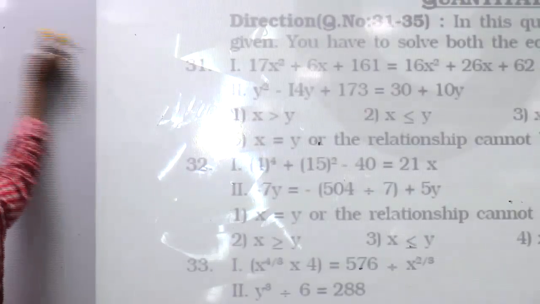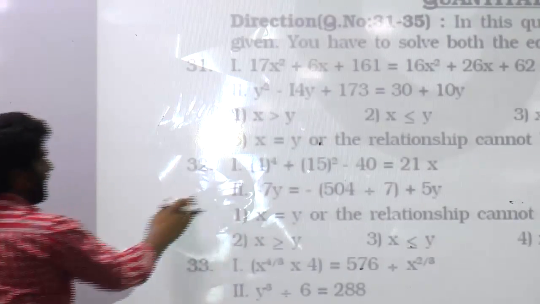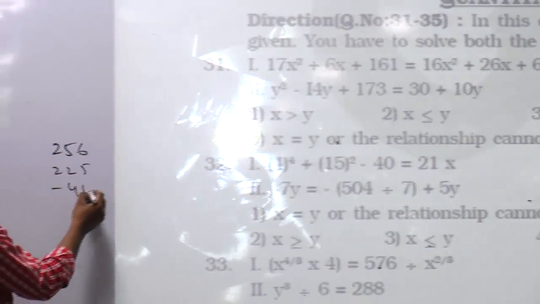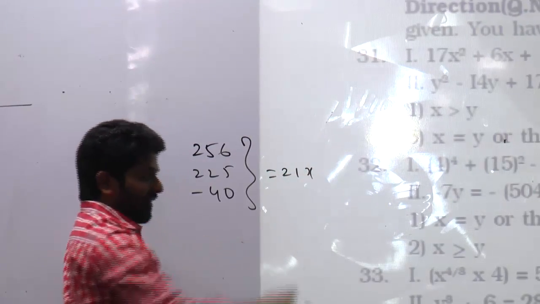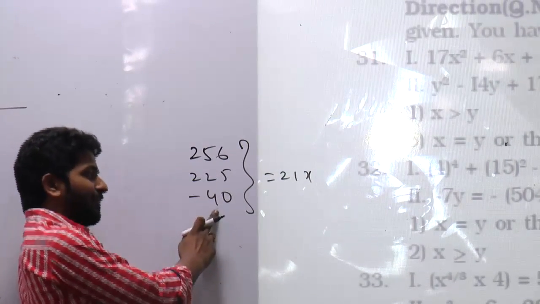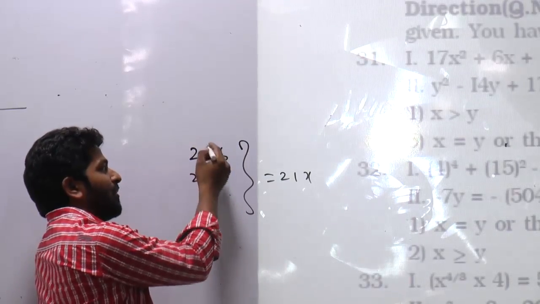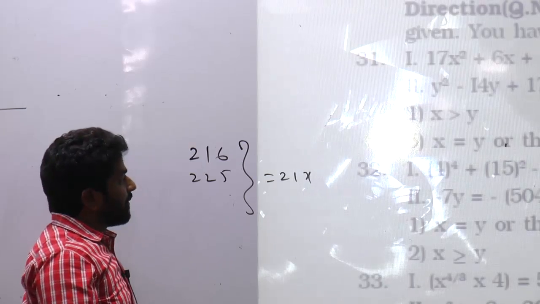What is 4 power 4? 256. 256 plus 15 square, 225. 256, 225 minus 40. And this is equal to 21x. And from this you need to calculate x value. You need to subtract 40, right? Yes? 40 subtracted, how much do we have? 16. Right.